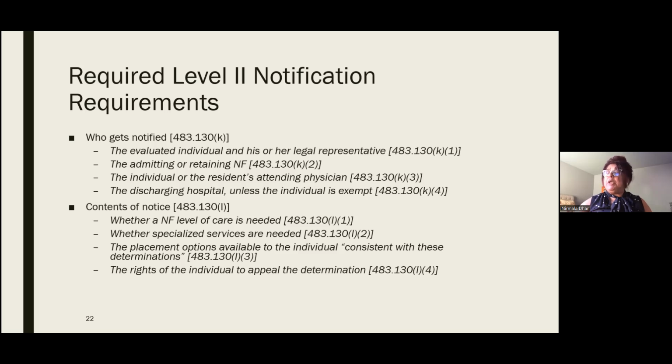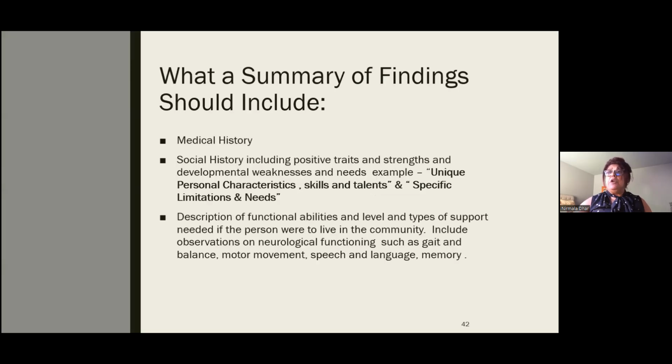And we will be going over that form. So you have to write all of this in an evaluation. We specifically want you to include personal characteristics, skills and talents, and specific limitations and needs, because that will tell the nursing home where they need to build the services and supports. So it needs to be a really practical document, not a cookie cutter document.